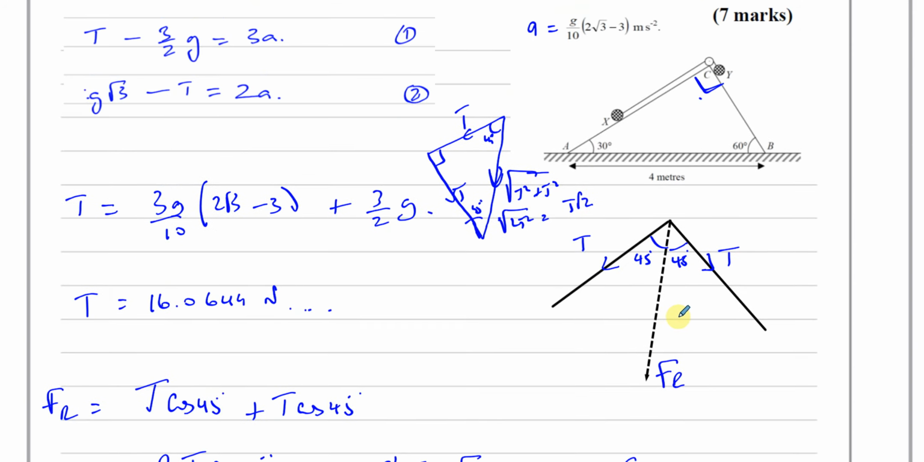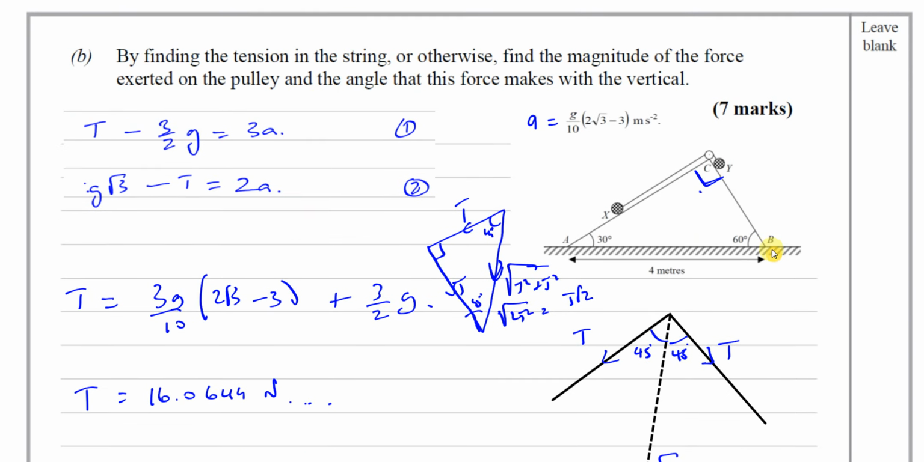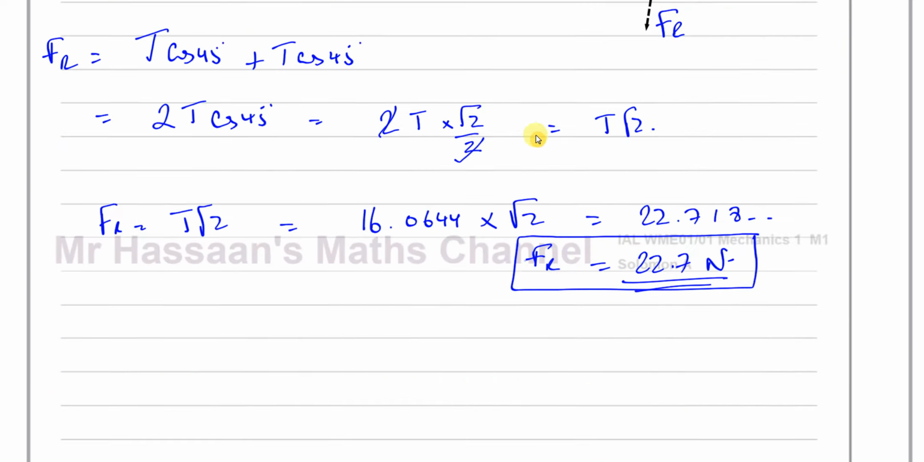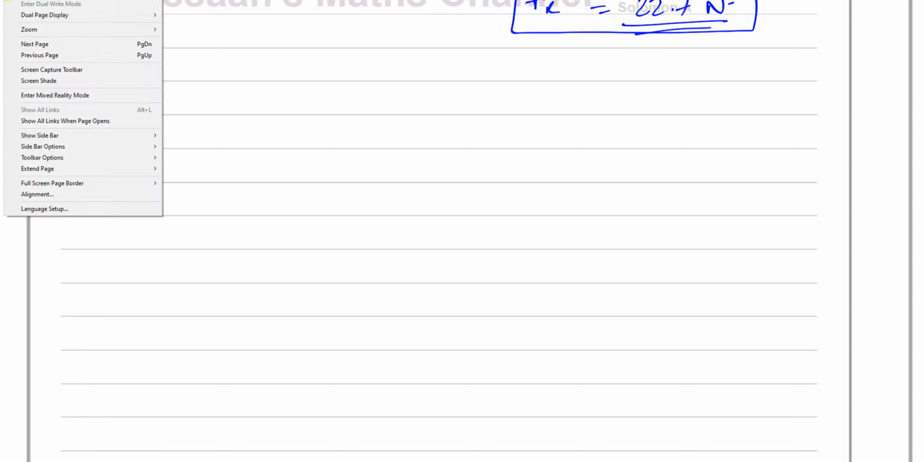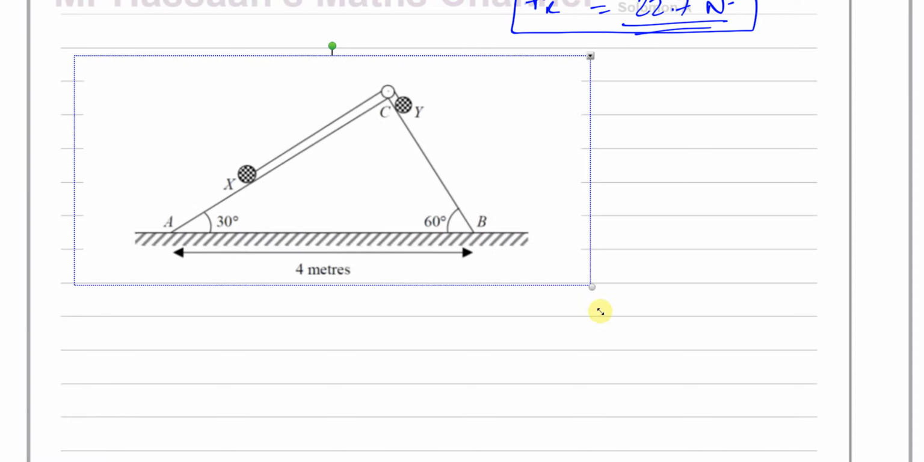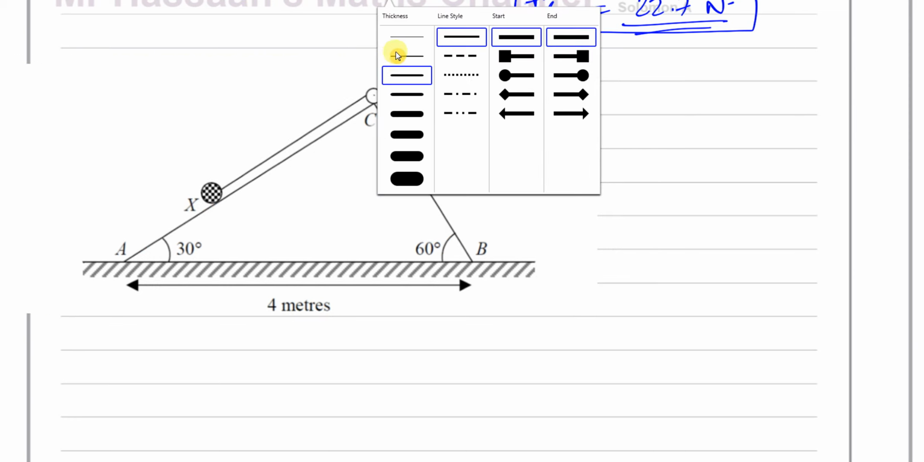Now we need to find the other part of this question. It says find the angle that this force makes with the vertical. So what I'm going to do is I'm going to take this little diagram and just look at it a bit more carefully. Take it down here. We want to find the angle it makes with the vertical. So let me just make this a bit bigger. Now the vertical would be a line that goes straight down like this.